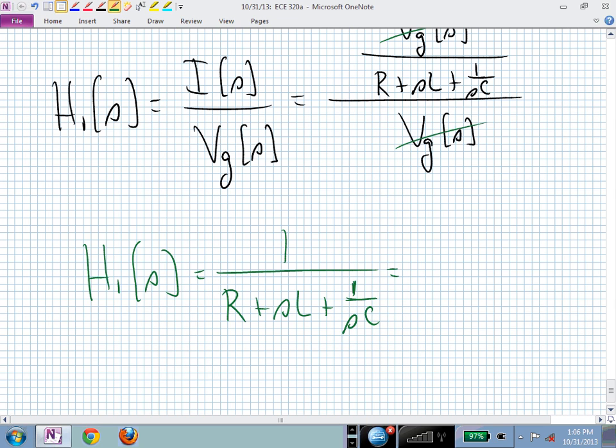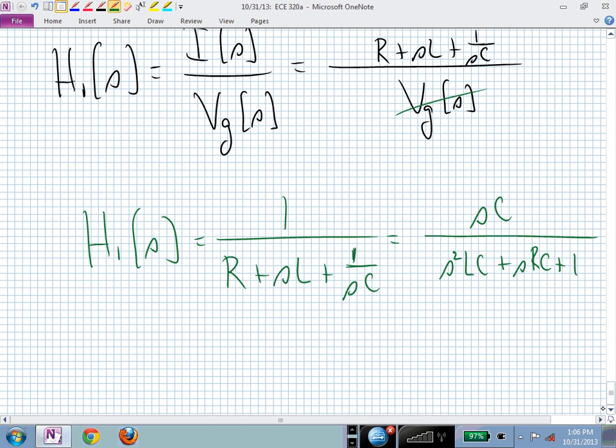If we multiply the numerator by SC, we multiply the denominator by SC and rearrange the terms, we have an S squared LC plus an SR plus, multiplying by SC, so I have an S times RC plus 1. Questions on that? And that's now our first transfer function. Is that transfer function stable?